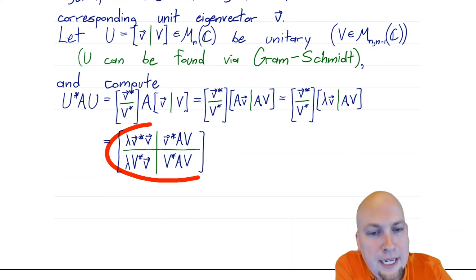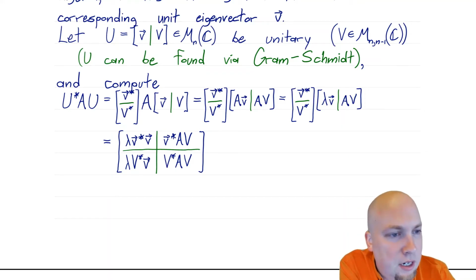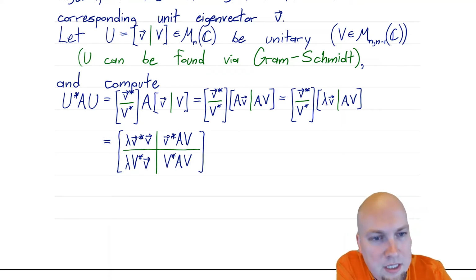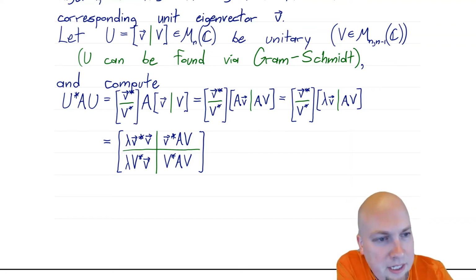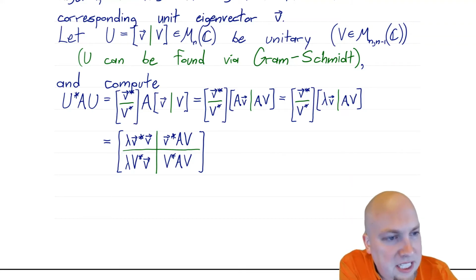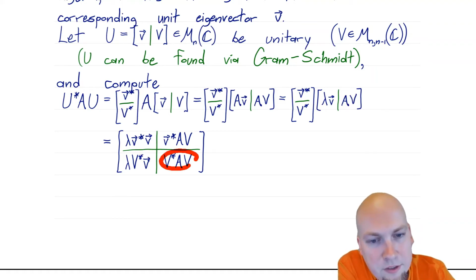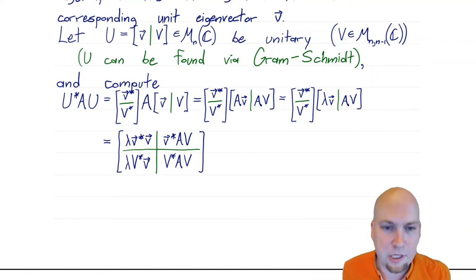I'm going to get a 2 by 2 block matrix. I'm going to get V star times lambda V. That's this product up here. I'm going to get V star times AV. That's this product up here. And then similarly, big V star times each of these gives you the bottom two entries. So it's just block matrix multiplication.